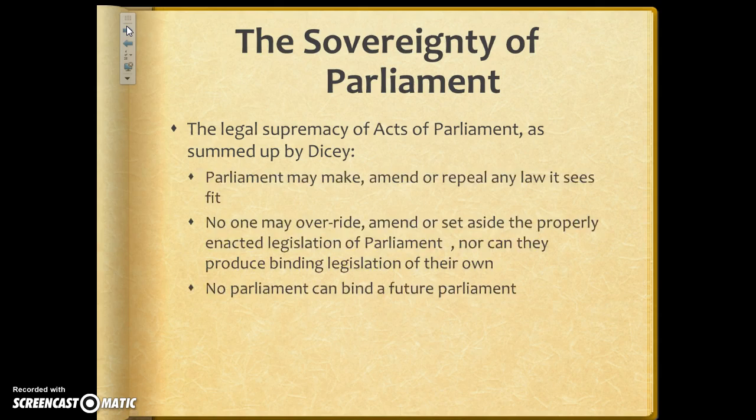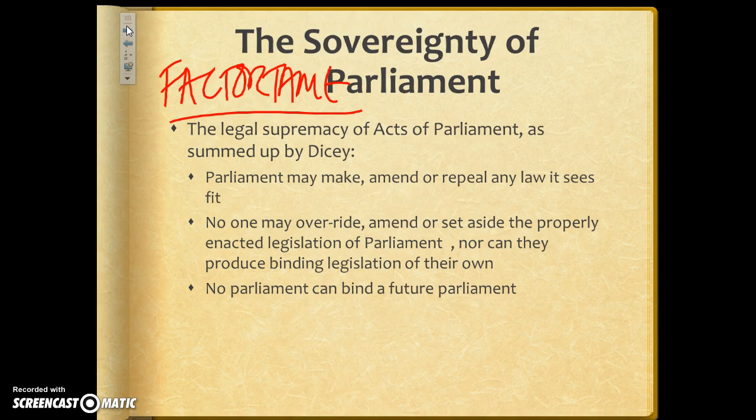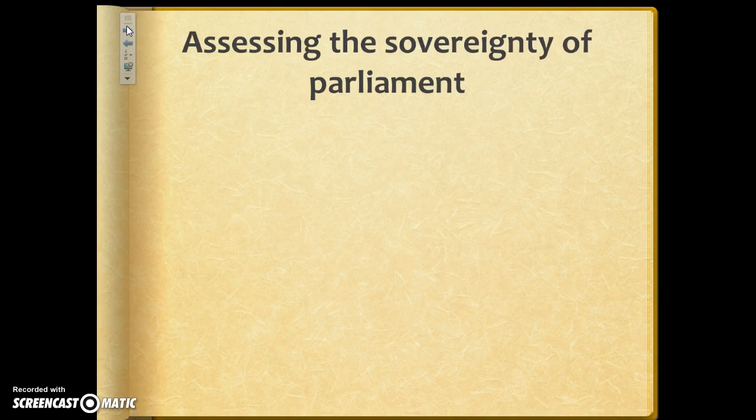There are 3 key ideas to that. There is no area of law that Parliament can't consider to make laws about. There is no one else who can mess with Parliament's properly enacted law, and no Parliament can bind a future Parliament. If you want to know how that works in practice, the best place to go is the Merchant Shipping Act and the Factortame case. If you look that one up yourselves, you'll be doing yourselves a tremendous favour. Look at that, get your head around it, and you will be in good shape.